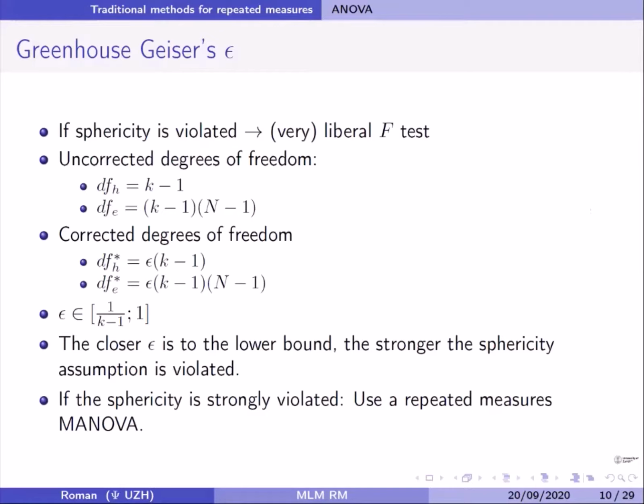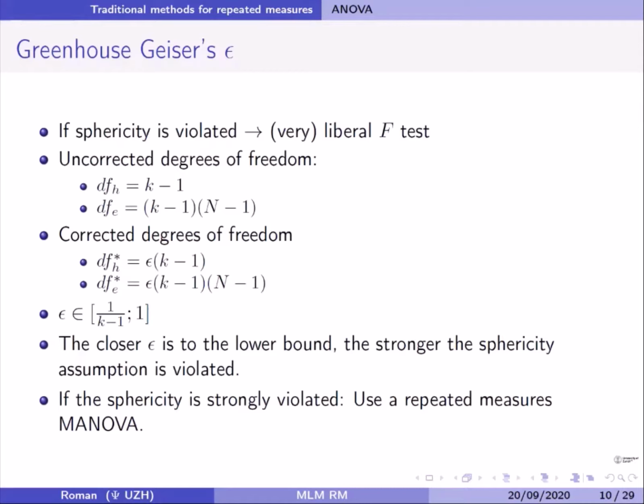We can actually use Geisser's epsilon to correct the degrees of freedom under sphericity violations. And the closer that epsilon is to the lower bound, the stronger the sphericity assumption is violated. More or less, we just penalize it here based on K, the number of measurement occasion groups. Now, if the sphericity is strongly violated, we use a repeated measures MANOVA.